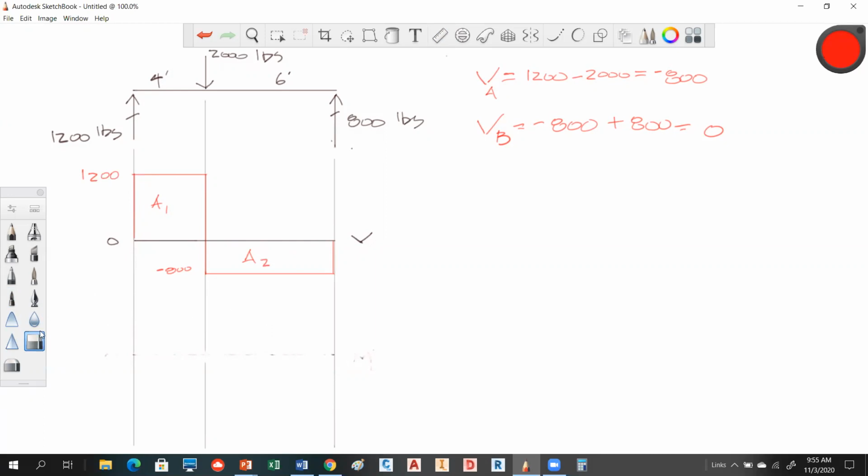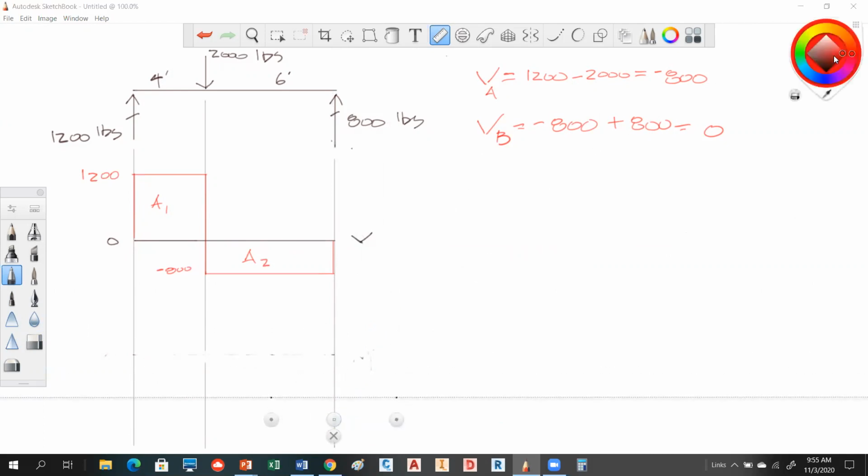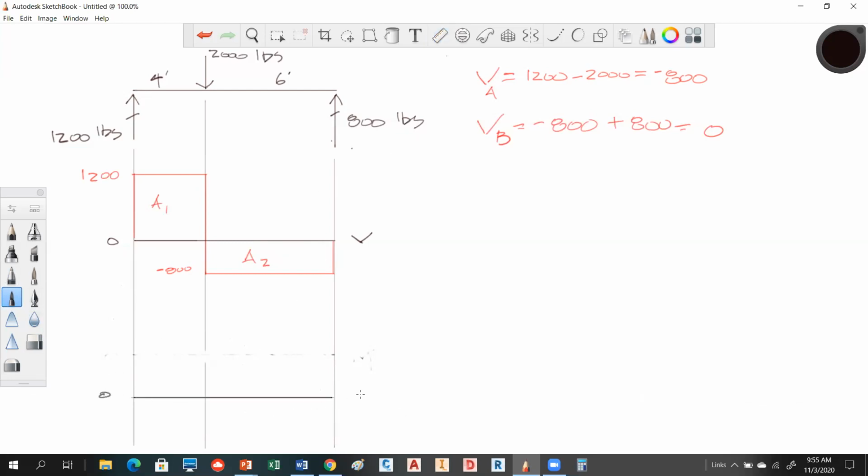So my moment, because I've got that real simple area, the moment's going to be pretty simple too to deal with. Let's see. I'm going to move my moment down a little bit. Go back to my color here. So this is going to be the reference line for 0 moment.